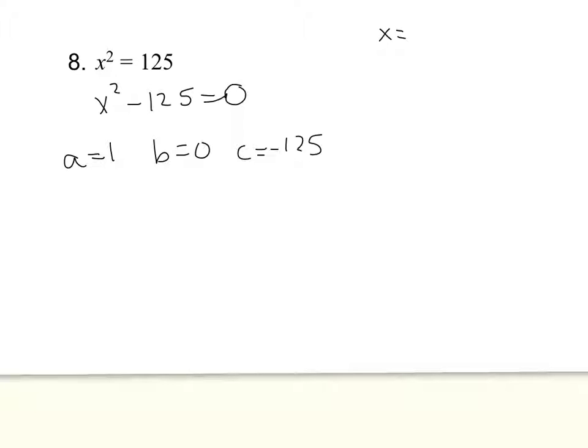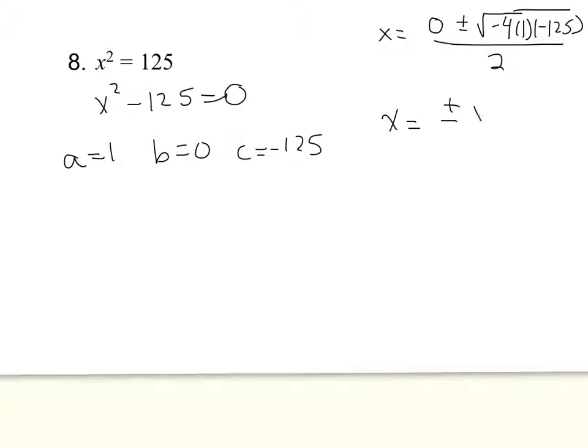So if I use the quadratic formula, it's negative b, which would be 0, negative 0, 0 doesn't matter, plus or minus the square root, b squared, which is 0, I'm not even going to put it, minus 4 times a times c, all over 2a. So the 0 in front we don't really have to write, so this is really plus or minus the square root of 500 all over 2.